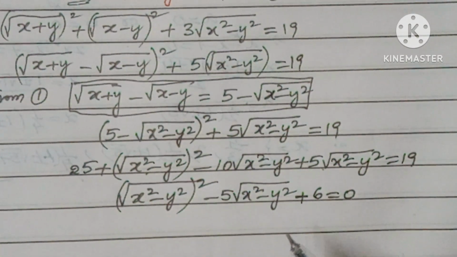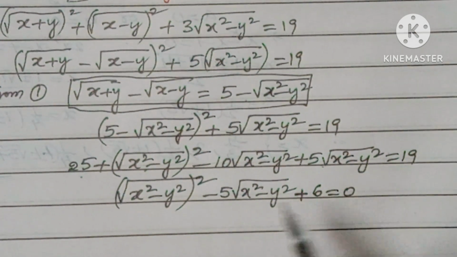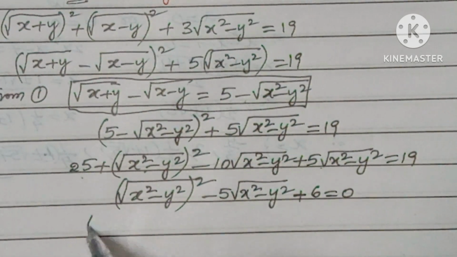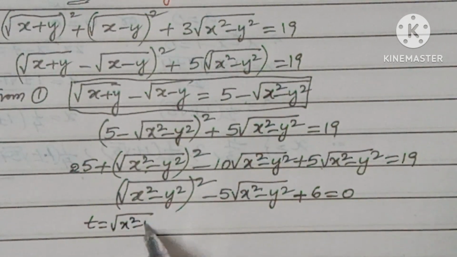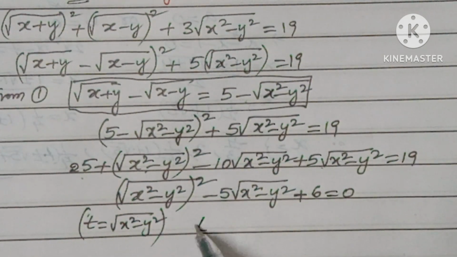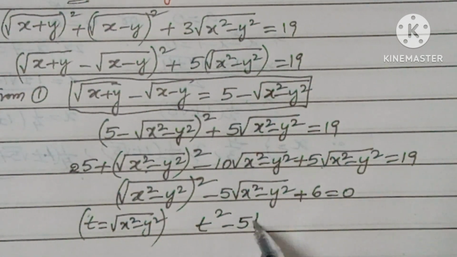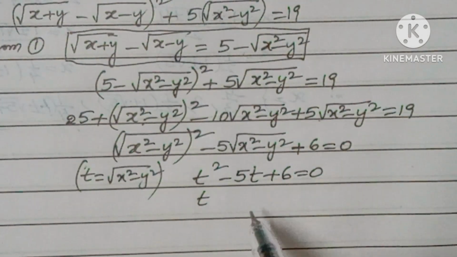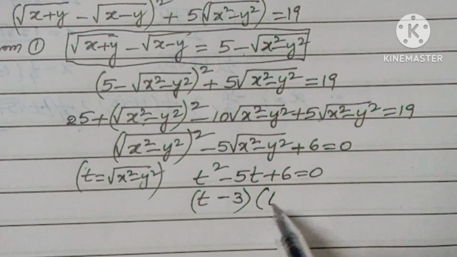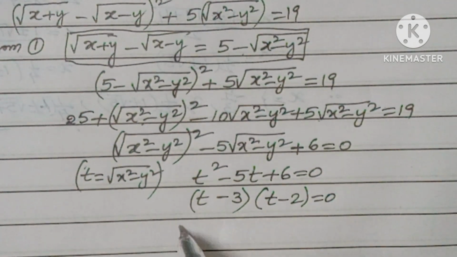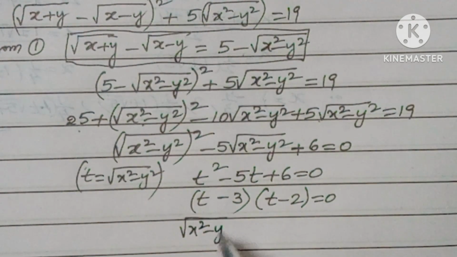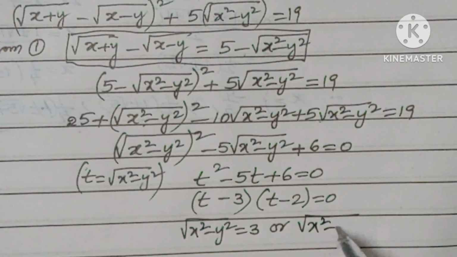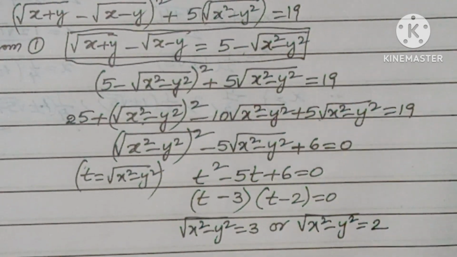Now it is a quadratic in root of x square minus y square. So let us take it as t. Root of x square minus y square is t, so t square minus 5t plus 6 equal to 0. If you do the factors here, you will get t minus 3 into t minus 2 equal to 0. Root of x square minus y square is equal to 3, or root of x square minus y square equal to 2.